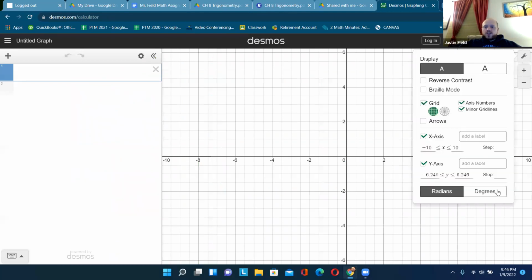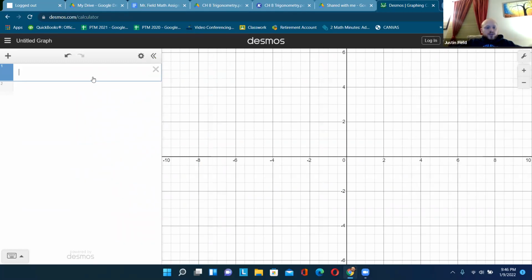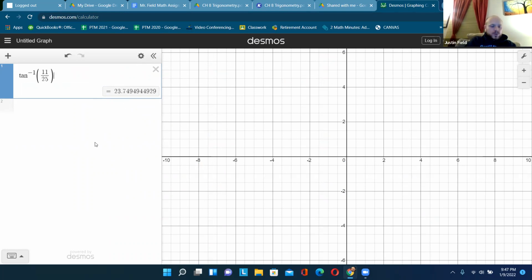We're going to make sure we're in degree mode, and we're just going to type tan raised to the negative first power, 11/25. That's it. That's all you got to do. So the angle measure is 23.749, 23.75 degrees.